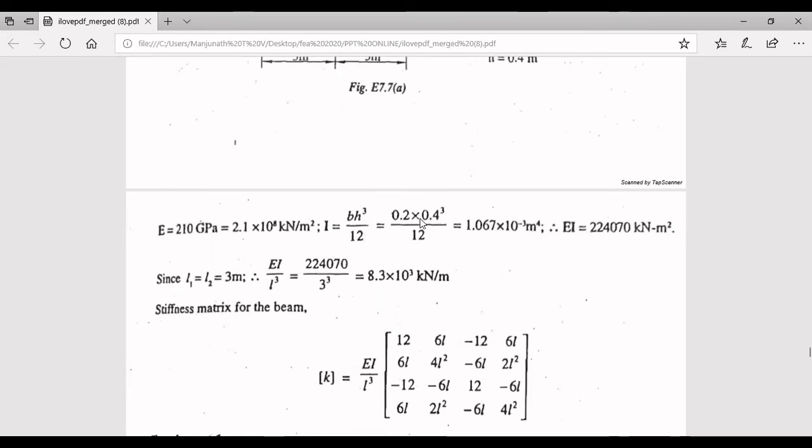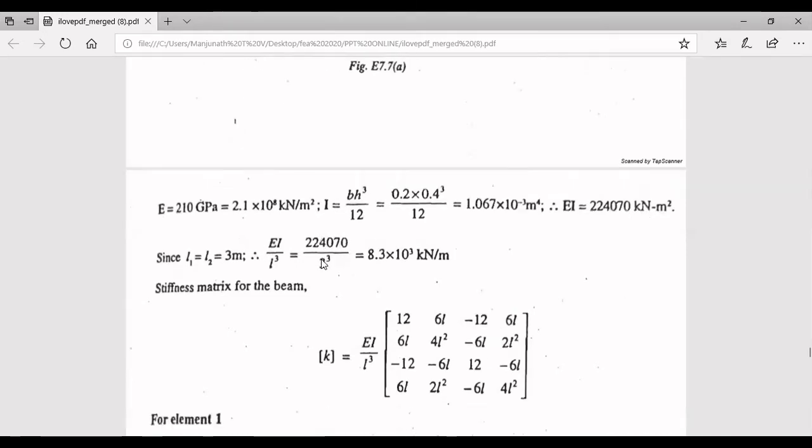For the rectangular section, bh cubed by 12, where b is 0.2 and h is 0.4. As you substitute these values, we can get the I value. Then once we know I and E values, we can calculate the structural rigidity value EI, which is equal to 224070 kilonewton meter square.